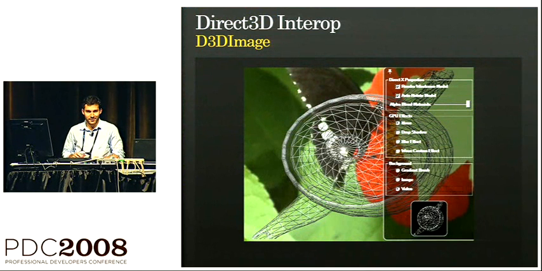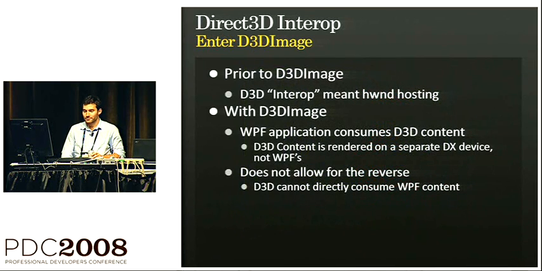Okay, D3D interop, to change tracks completely here. Prior to D3D image, which is the new class we just introduced in the service pack, if you wanted to interop Direct3D with WPF, your options were pretty limited. You basically had to use HWND hosting in WPF, and HWND hosting has a large number of caveats, the biggest one being this so-called airspace issue, where each pixel is either owned by your hosted HWND or it's owned by WPF, but it's not owned by both.